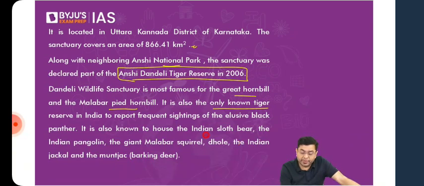It is known to house the Indian sloth bear. The Indian sloth bear is a commonality across the southern stretches of the Western Ghats as well. It is something of a commonality in the region around the Nilgiris as well. So the sloth bear, the Indian pangolin, the giant Malabar squirrel, the dhole, the Indian jackal, and the muntjac, all of them you will find. A dhole is the wild dog species that you have.